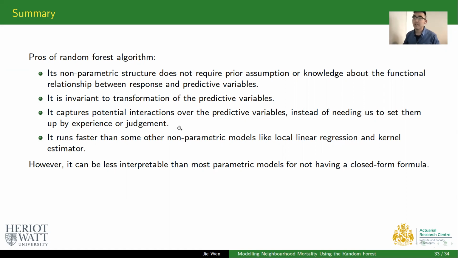Although the random forest model has a lot of advantages and benefits, we have to always keep in mind that it can sometimes be less interpretable than most parametric models because it doesn't have a closed form formula. Also, compared to single regression trees, which we can draw in a hierarchical chart, as I did in this webinar, for the random forest model it's not that easy to show what it looks like. So we have to keep this in mind and make sure we understand exactly how it works to avoid any misuse or overfitting.